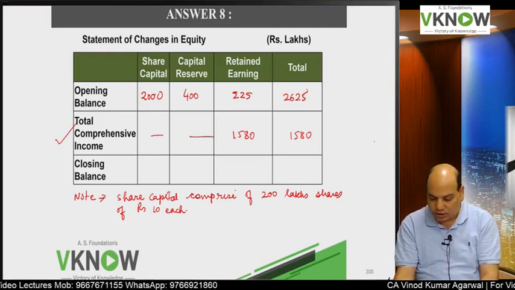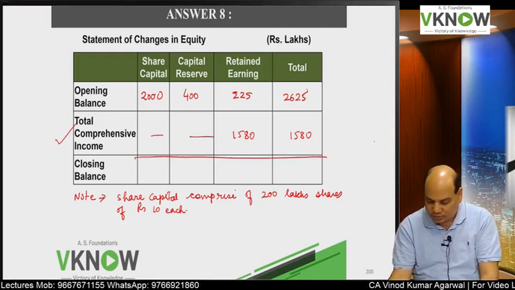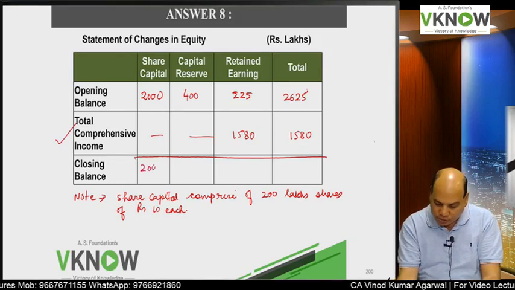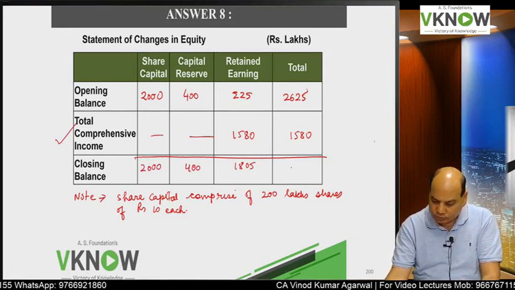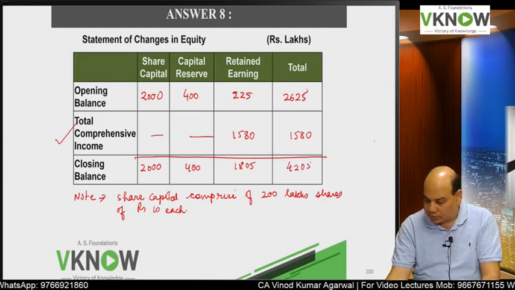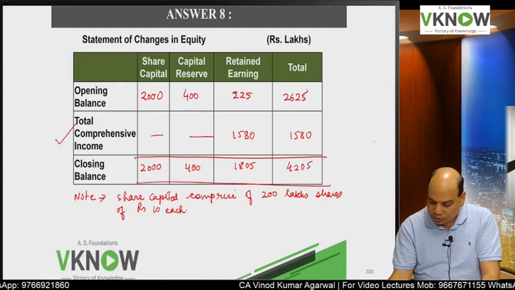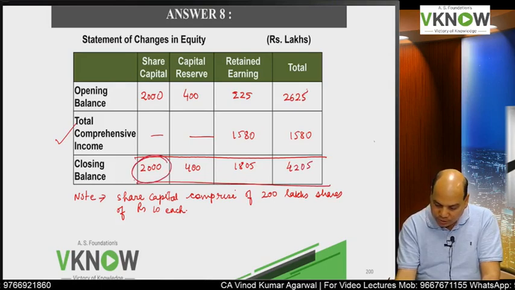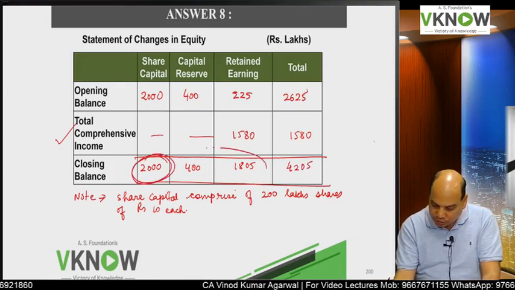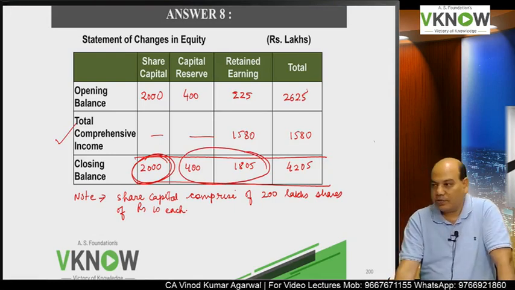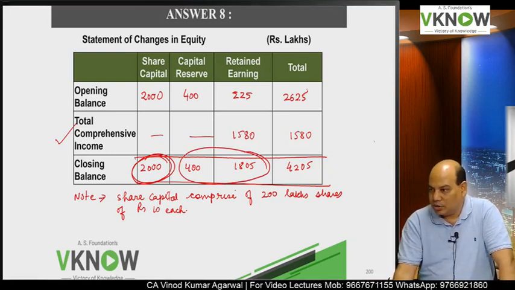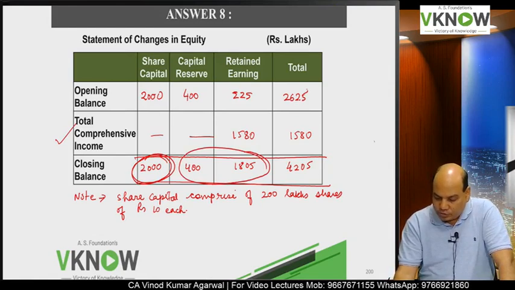All adjustments are done. So tell me the total of share capital 2000, capital reserve 400, retained earning 1805, total of the last column 4205. So I'll explain what you have to do. This 2000 will be written as share capital and the total of capital reserve and retained earning will be presented as other equity. Is it right? So come to balance sheet.